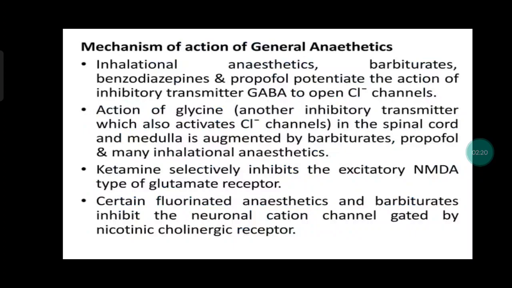Inhalational anesthetics, barbiturates, benzodiazepines, and propofol potentiate the action of the inhibitory transmitter GABA to open the Cl- channels. Action of glycine, which is one of the inhibitory transmitters which also activates Cl- channels in the spinal cord and medulla, is augmented by barbiturates, propofol, and many inhalational anesthetics. Ketamine selectively inhibits the excitatory NMDA type of glutamate receptor. Certain fluorinated anesthetics and barbiturates inhibit the neuronal cation channel gated by nicotinic cholinergic receptor.